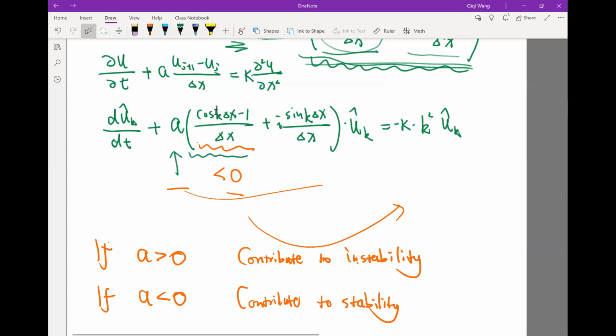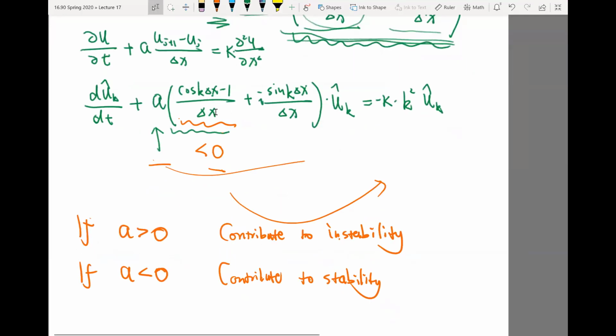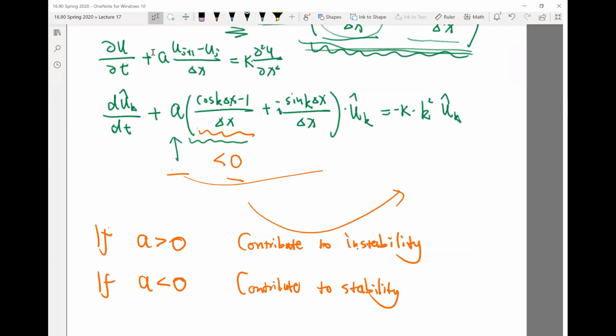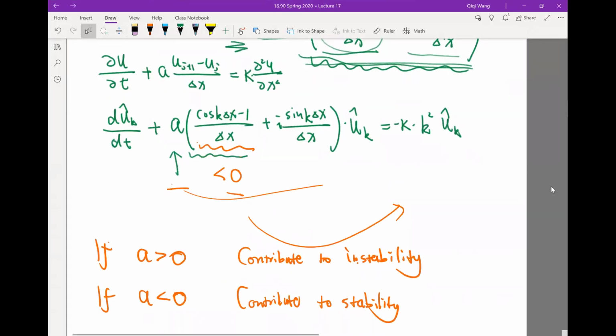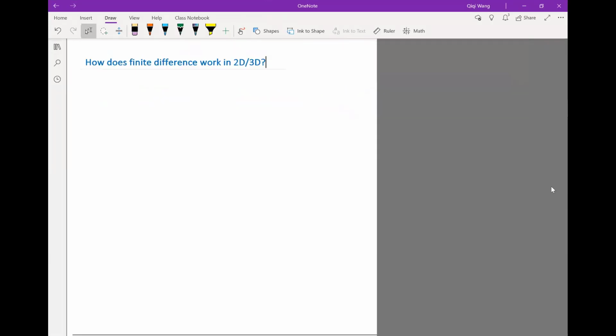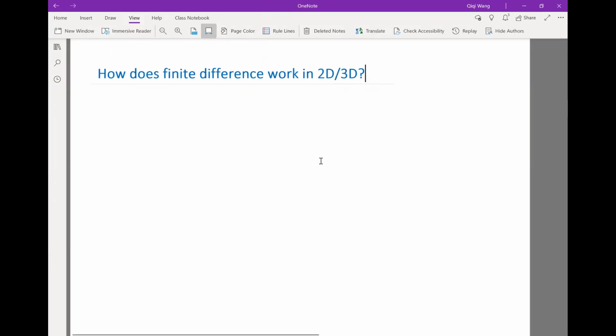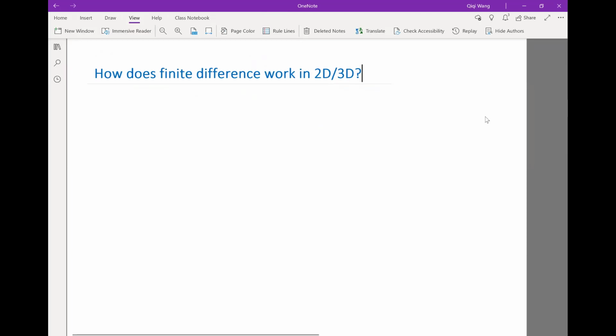Okay, the last topic we want to touch is multidimensional stuff. So how do the different schemes work in 2 dimensions and 3 dimensions? Let's start with the simplest method, finite difference, and work our way towards more and more complex methods. It's really easy to explain how finite difference works in 2 and 3 dimensions.